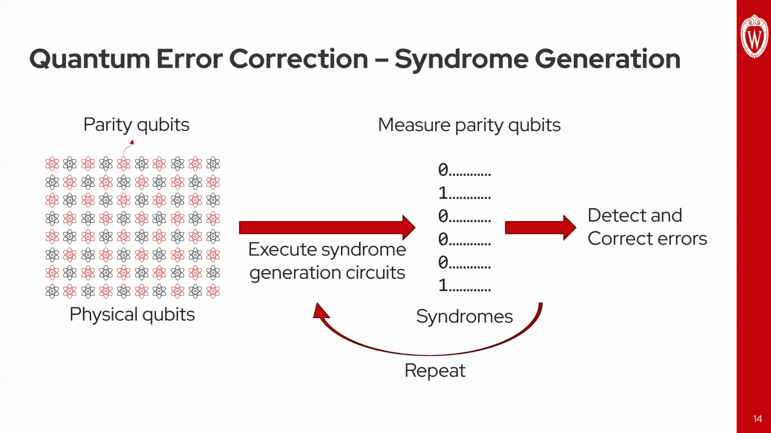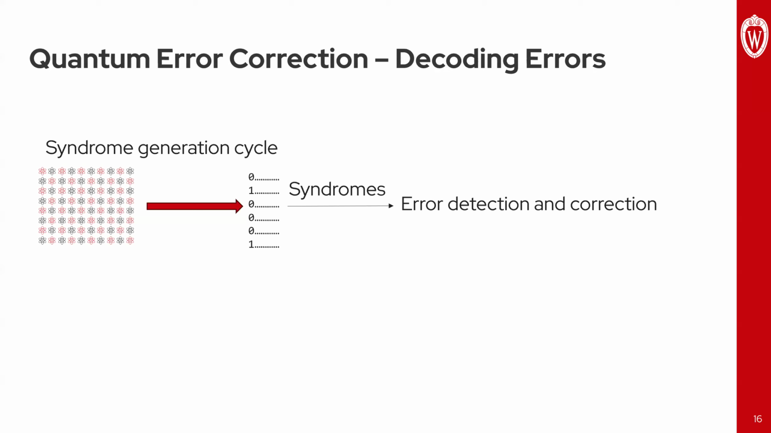syndrome generation circuits, they're important, but they're not very interesting for computer architects. So let's move to the real, the interesting parts of this entire cycle, which is basically the error detection and correction aspect of quantum error correction. So again, we did some operations on all these physical qubits. We measured the syndromes, and we keep measuring them. And we use these syndromes for error detection and correction.